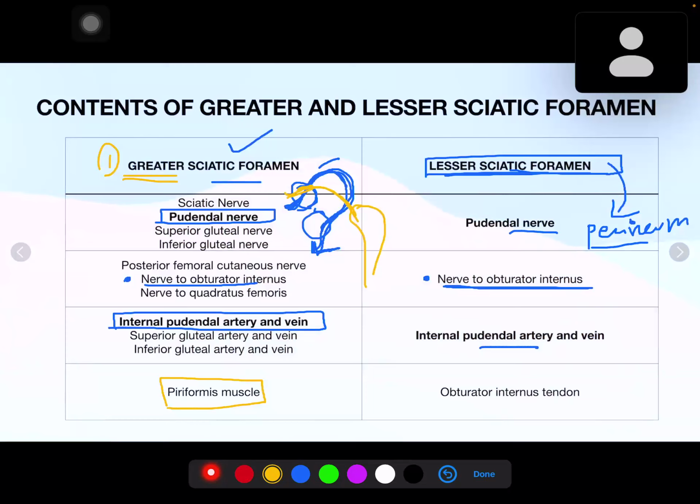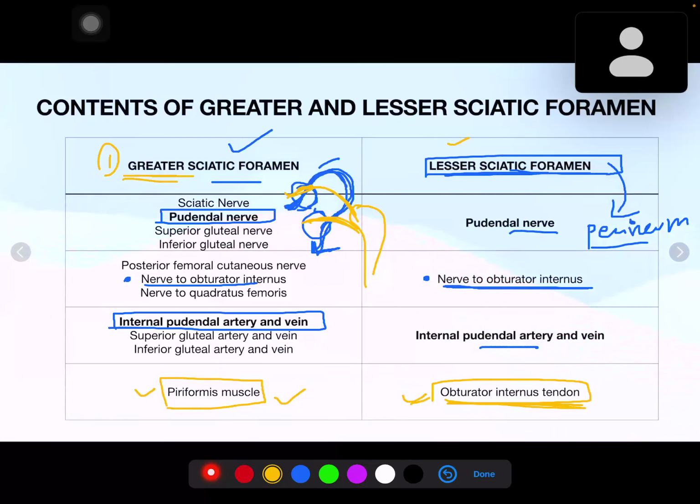Okay, and the obturator internus tendon goes from the lesser sciatic foramen, and it also has to attach to the greater trochanter. So these are the two muscles. If they ask you what muscle goes through the greater sciatic foramen, this is the piriformis, and what goes through the lesser sciatic foramen will be the obturator internus tendon. It makes a tendon, and then it attaches to the trochanter of the femur.